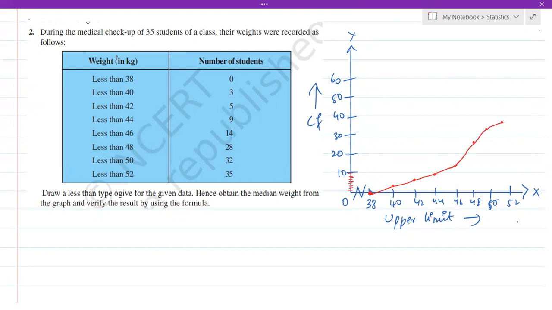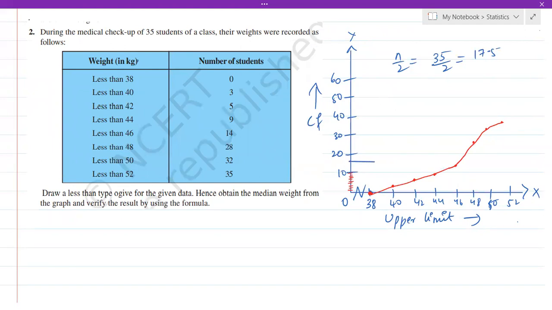We have to draw a freehand diagram. Okay, so this is the graph that we have got. Now what we'll do is let's calculate n by 2. What is n? N is the total, or you can just observe the last one. That is 35. 35 by 2 will become 17.5. Now it's 17.5, somewhere here.